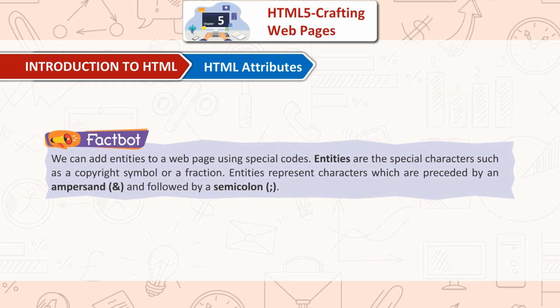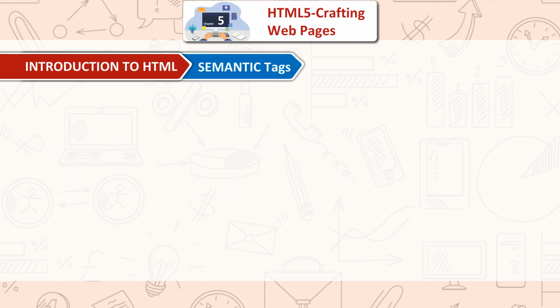Font color. FactBot. We can add entities to a web page using special codes. Entities are the special characters such as a copyright symbol or a fraction. Entities represent characters which are preceded by an ampersand and followed by a semicolon.